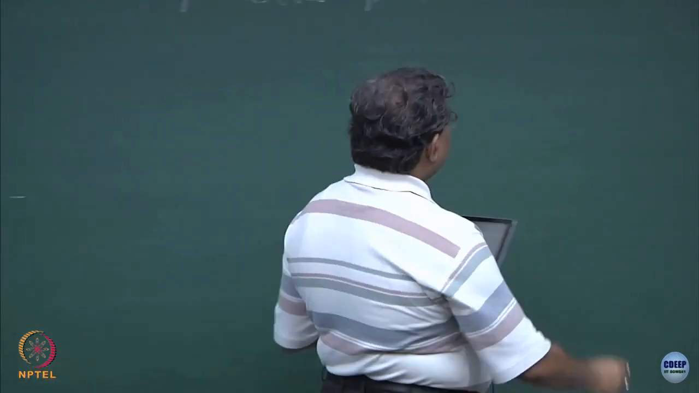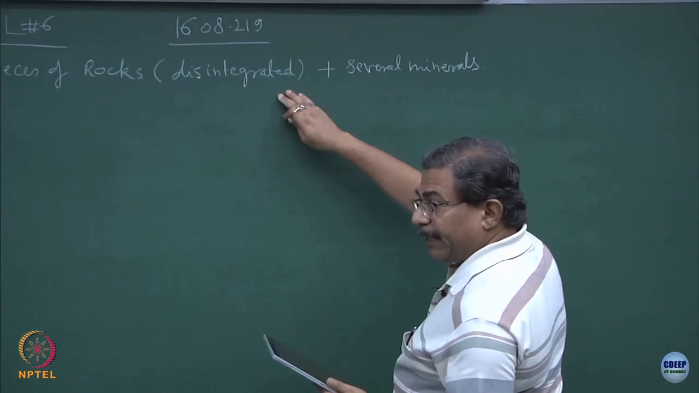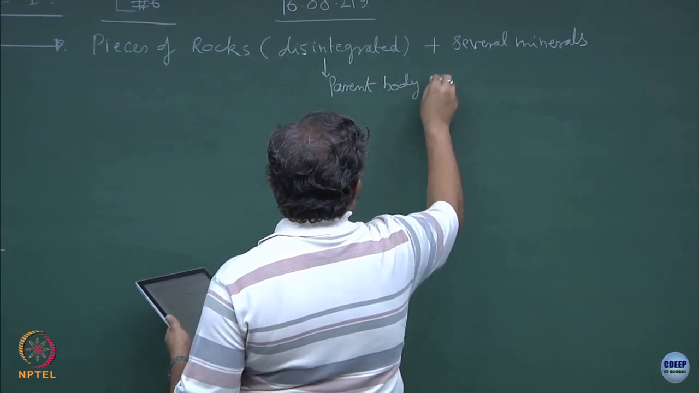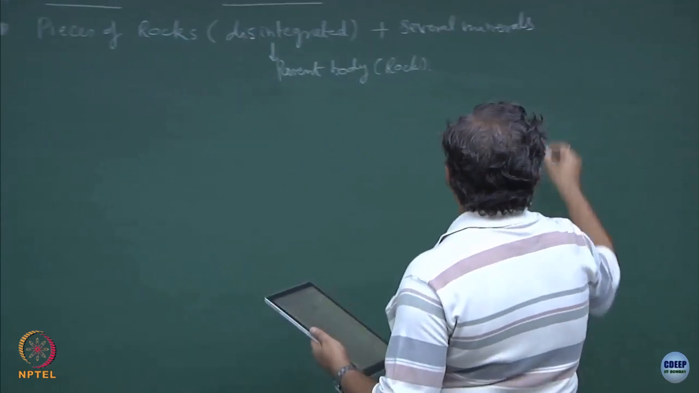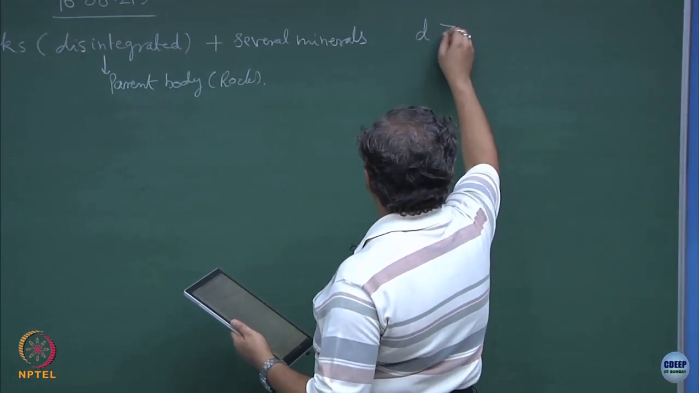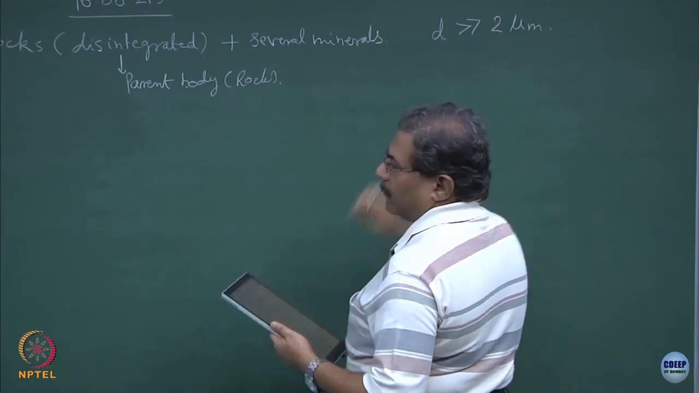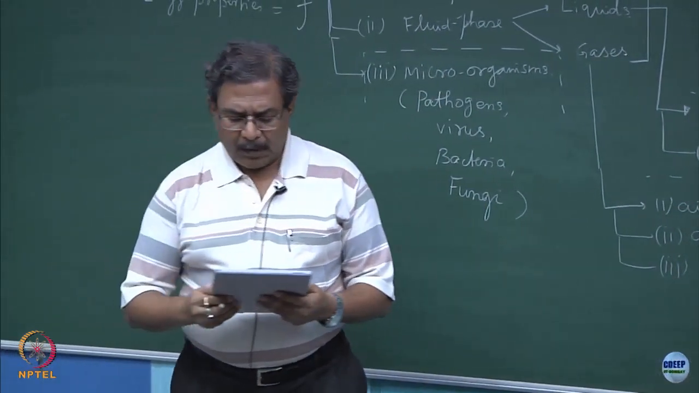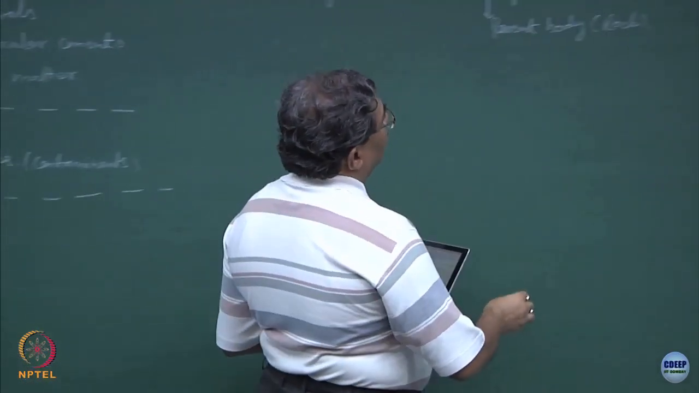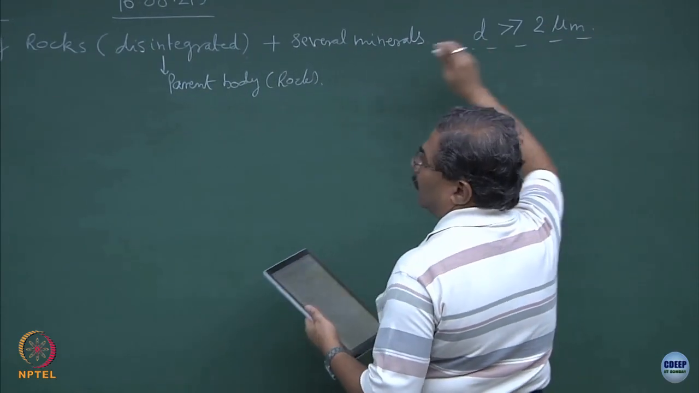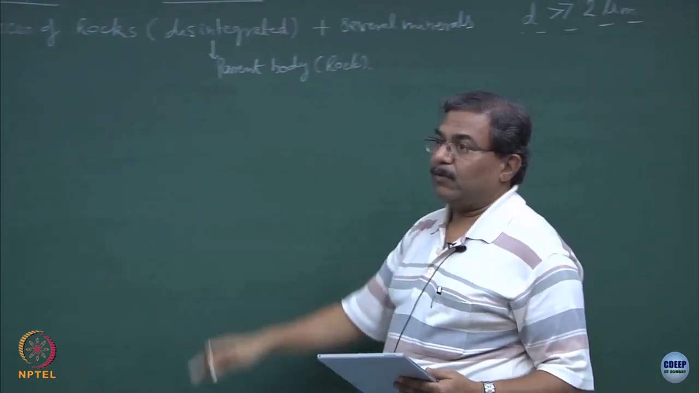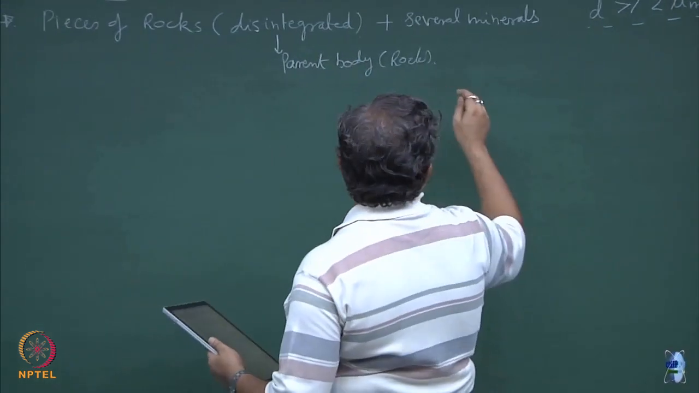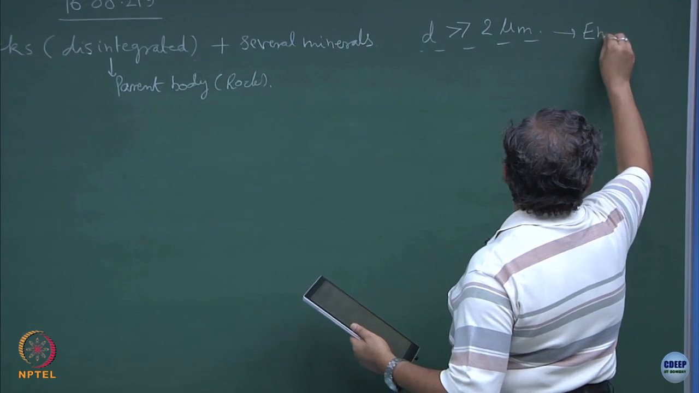As far as geotechnical engineers are concerned, pieces of rocks which are disintegrated from the parent rock, parent body I will write, which is nothing but rocks, and the diameter of these particles is going to be greater than 2 microns. Is this okay? See, this is how the classification system started, the physics of the material. Another interesting thing is, this is the first time you see we are talking about the dimensions. So, what happens is the primary rock minerals are the ones who guide mostly the engineering properties of the soils. So, these are the ones who are responsible for engineering properties of the soil.